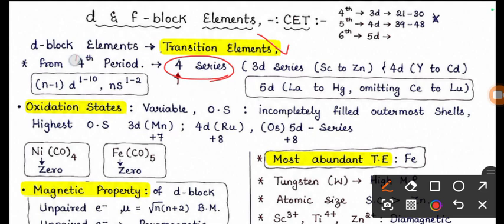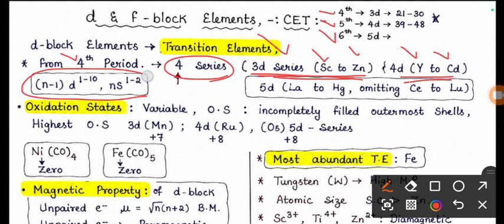It starts with the fourth period, 3d series, the fifth period has 4d series, the sixth period has 5d series, and the seventh period has 6d series. So 3d series, you remember, starts with scandium to zinc, and 4d series starts with yttrium to cadmium. The general electronic configuration of d block elements is (n-1)d1 to 10 ns1 to 2. This is the general electronic configuration.